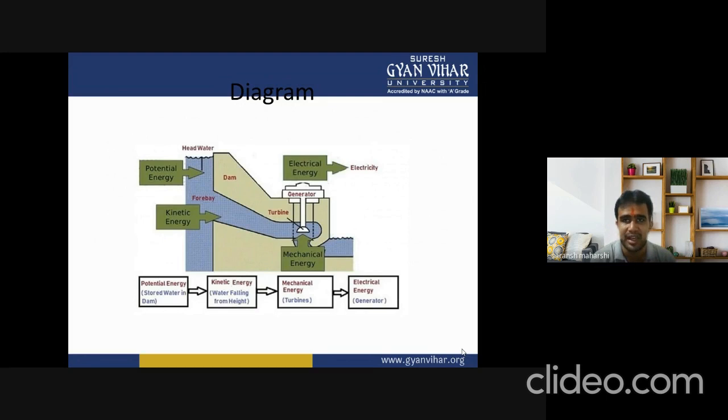The kinetic energy is converted into mechanical energy, and then mechanical energy is converted into potential energy, and potential energy is converted into electrical energy. Then which is also called potential energy where water is stored in the dam, and kinetic energy is water falling from height.